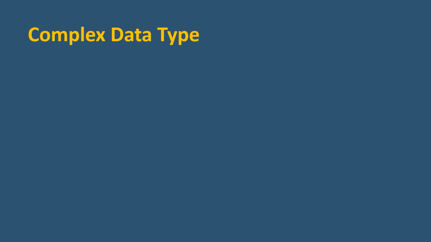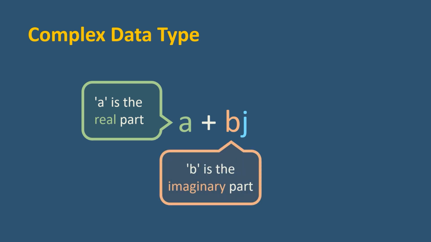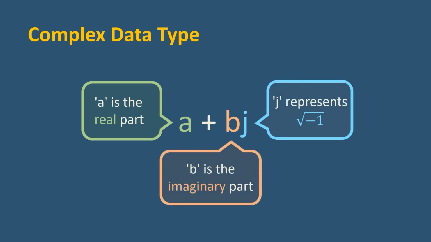In Python, the complex data type represents complex numbers, which consist of a real part and an imaginary part. Complex numbers are written in the form a plus bj, where a is the real part, b is the imaginary part, and j represents the square root of -1.